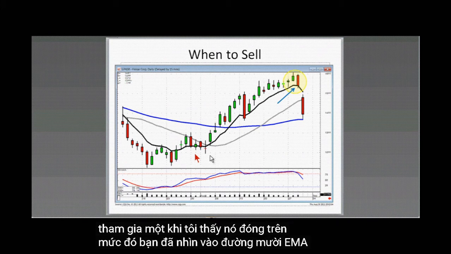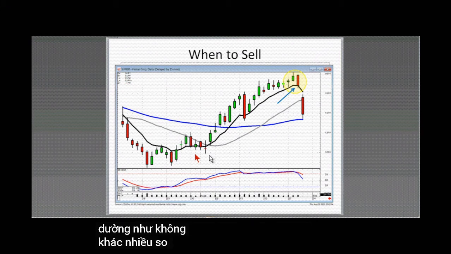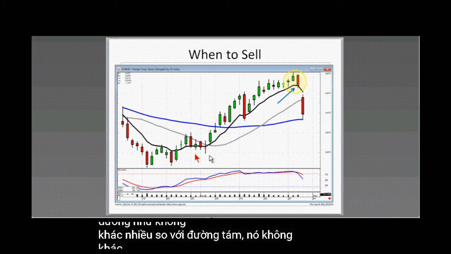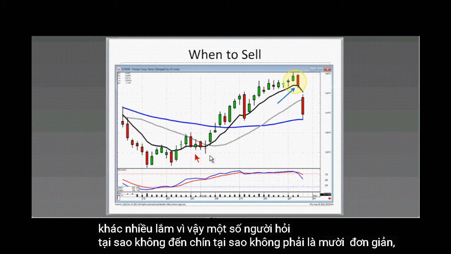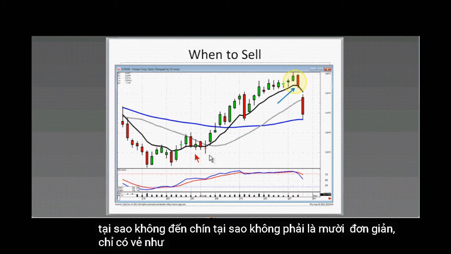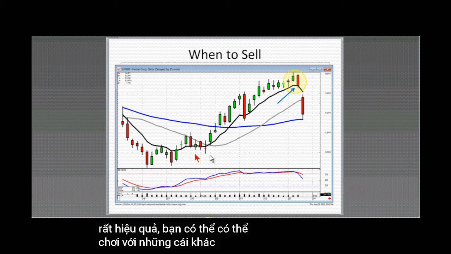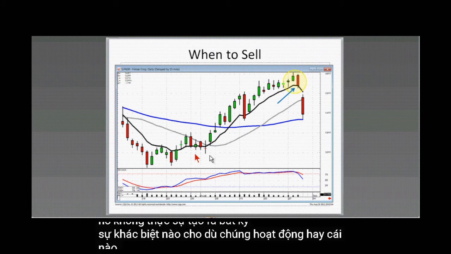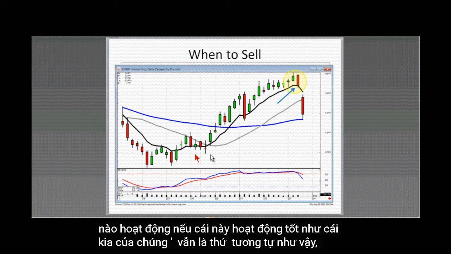Have you looked at the 10 EMA? Doesn't it seem like it would differ much from the 8? It doesn't differ all that much. So some people ask, why not the 9? Why not the 10 simple? Just seems to be that the 8 works very effectively. You can probably play around with the other ones, but it doesn't really make any difference which one works. If one works as well as the other, they're still the same thing.